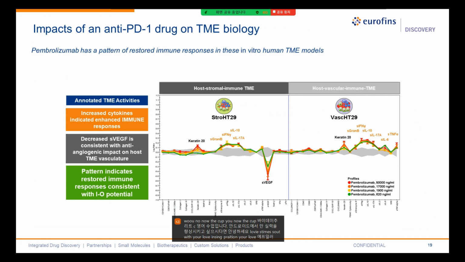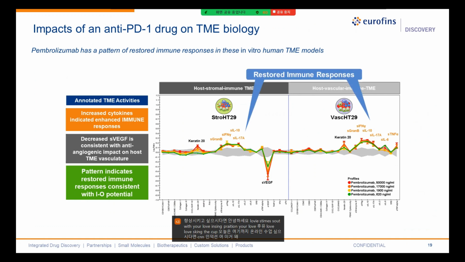If we look at the effect of an anti-PD-1 drug, and in this case pembrolizumab, on this particular model, what you can see here is, as compared with the vehicle control or the isotype control in the background there in gray, you see an induction or a restoration of immune response in both the stromal and the vascular model when treated with pembrolizumab. We see this by the secretion of a variety of cytokines and other biomarkers.